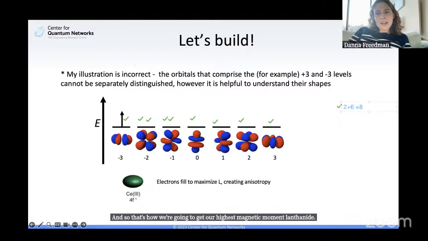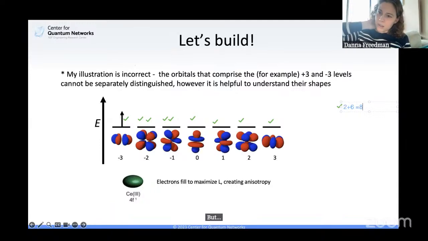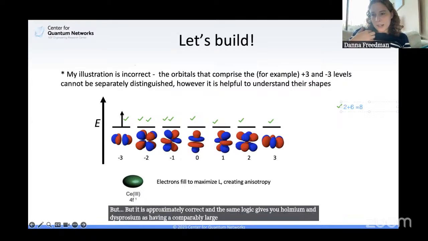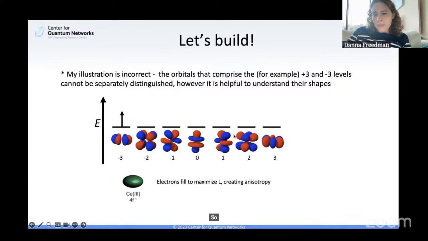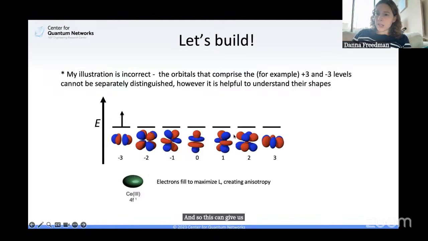Now, the lanthanide I've given you is holmium. This ends up being not correct due to a perturbation on the G value of dysprosium. But it is approximately correct, and the same logic gives you holmium and dysprosium as having comparably large magnetic moments. So just by figuring out this configuration, we can design out our spin level structure. And so this can give us ground states that we can manipulate with microwaves or not manipulate with microwaves.